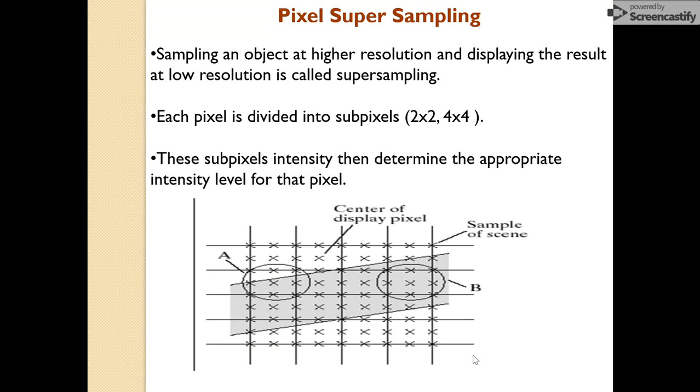Coming to the next topic, pixel supersampling. What is pixel supersampling? In supersampling, the pixel is divided into subpixels, so there's a further division into subunits, that is, 2 cross 2 or 4 cross 4. The intensity of these subpixels is calculated, and that helps in deciding the overall intensity of that pixel.